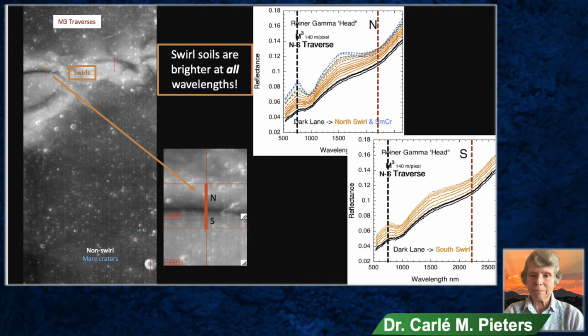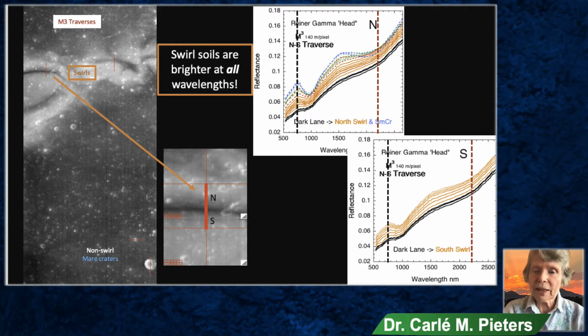Next slide, please. However, the swirls have quite different properties, and we have two traverses that we're going to look at for the swirls. The first one is on the left, and I've split apart these traverses to have the northern part to the background dark soil, and then the southern part starting with the same dark soil going to the south. And you can see that the properties are the same on both sides of the dark lane, it's called. And the dark lane essentially looks like our mature soil that we were talking about before.